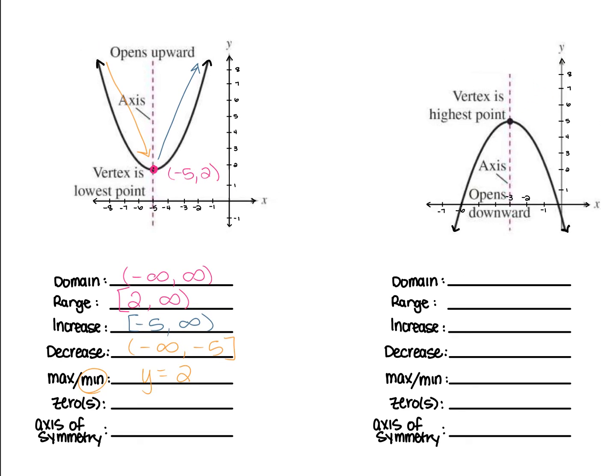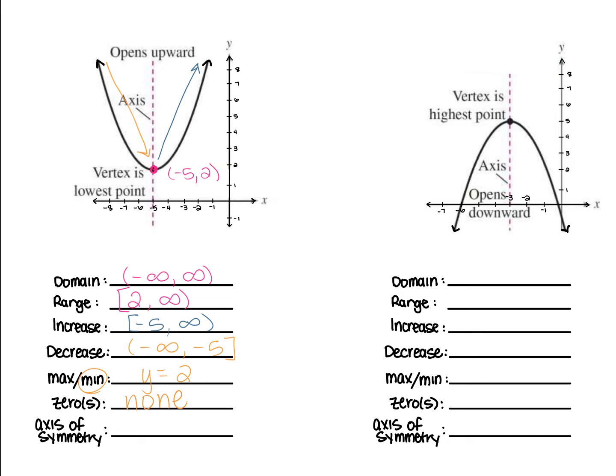For next, you have zeros. Does this line cross over your x-axis anywhere? No, it doesn't. The black line, that's your parabola. Does it cross over the x-axis anywhere? No. So there are none for your zeros.